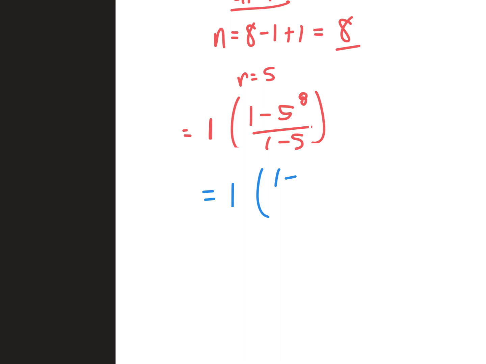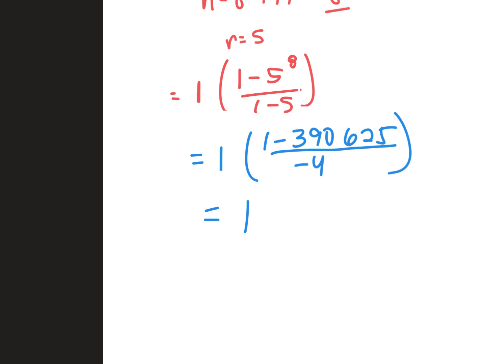$390,625. You guys get that? Okay, so 390,625 over, what's 1 minus 5? -4, perfect. Do I need to put that 1 out front? No. Can I if I want to? Yeah, but you don't have to.